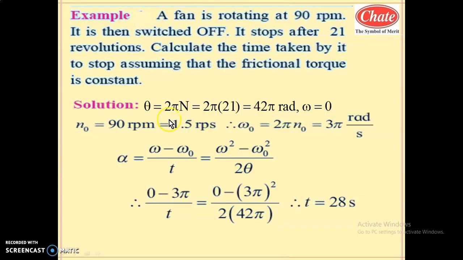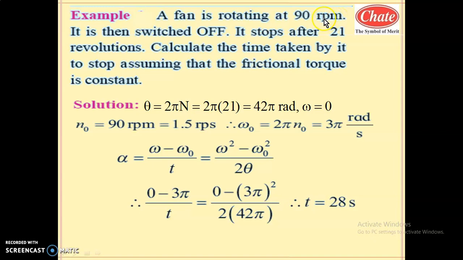Let us study one problem based on this. These are somewhat class-level problems, meaning as you are in class 12, this is a 12th level problem, students. A fan is rotating at 90 rpm. Whenever this value is given in rpm, it is not an SI unit.